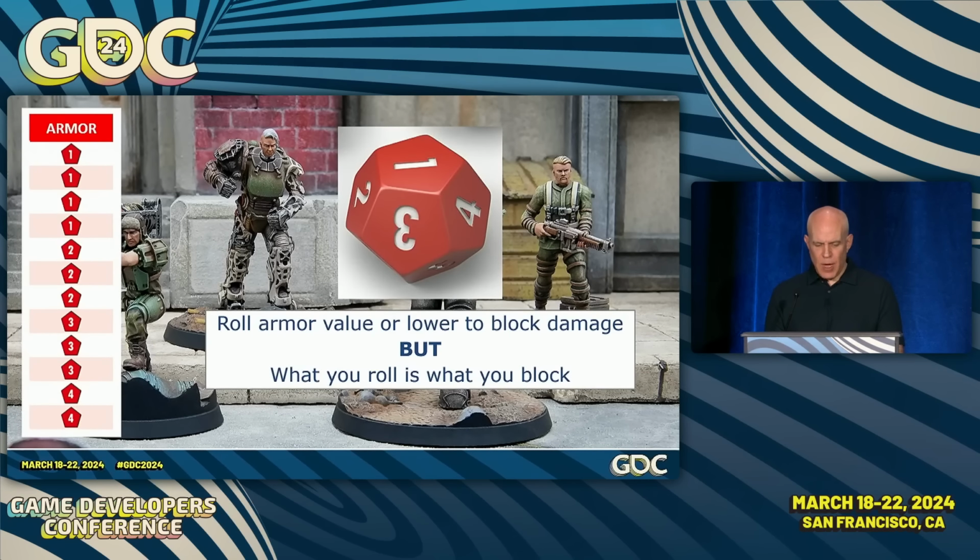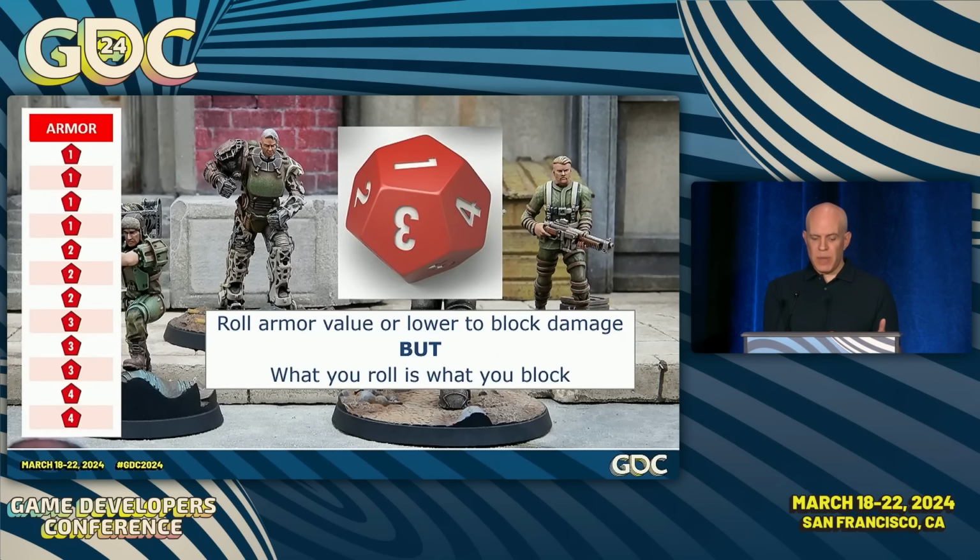So I created the armor dice. When you get hit, you roll the armor dice. If you get the armor value or lower, that blocks some damage. That's fairly normal. But actually, I decided what you roll is what you block. Now the dice, you can see the results over on the side there, goes from 1 to 4. So for example, if you have an armor value of 3, if you roll a 3, you block 3. Roll 2, you block 2. Roll 1, you block 1. But if you roll 4, you block nothing because it exceeds the armor value.